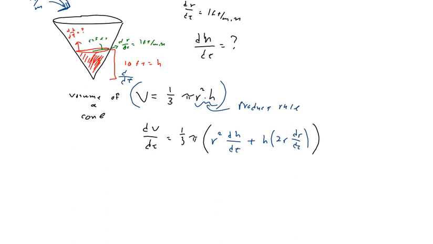So let's clean this up a little bit. dV/dt equals 1/3 pi, right? The constant just stays out in front. Remember, constants just stay in front, and then you do the derivative part after. So this is going to be r squared dh/dt plus 2hr dr/dt. Just clean it up a little bit.